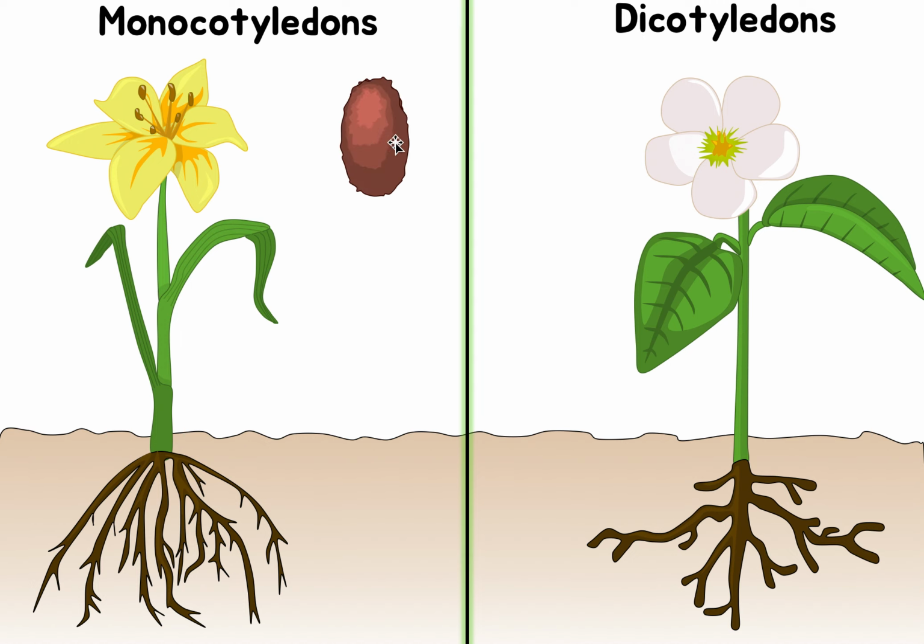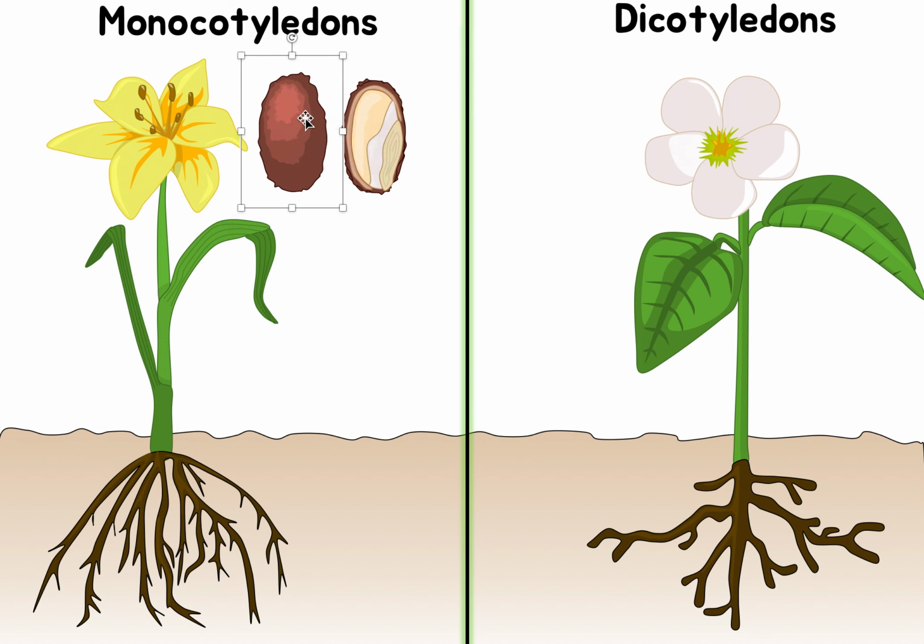Here we have a monocot seed. If we open it up and look at the inside, this white part here is called a cotyledon. This part is where the leaves will develop from, and a monocotyledon plant only has one of these in its seed. It's a little place where the leaf will come from, and there's a lot of nutrients in here. So that's it.